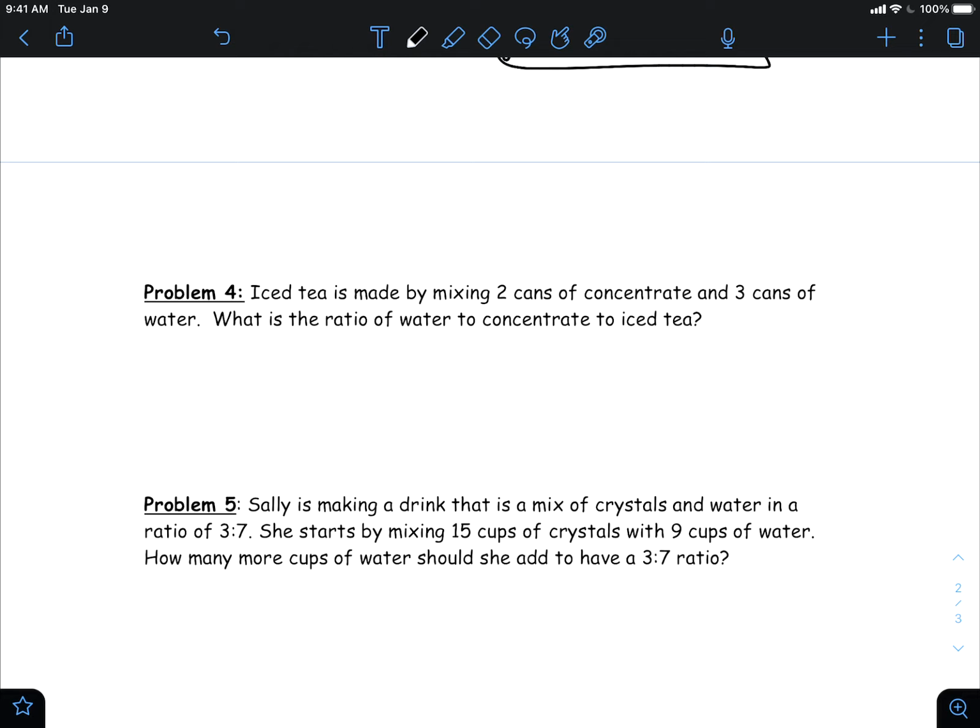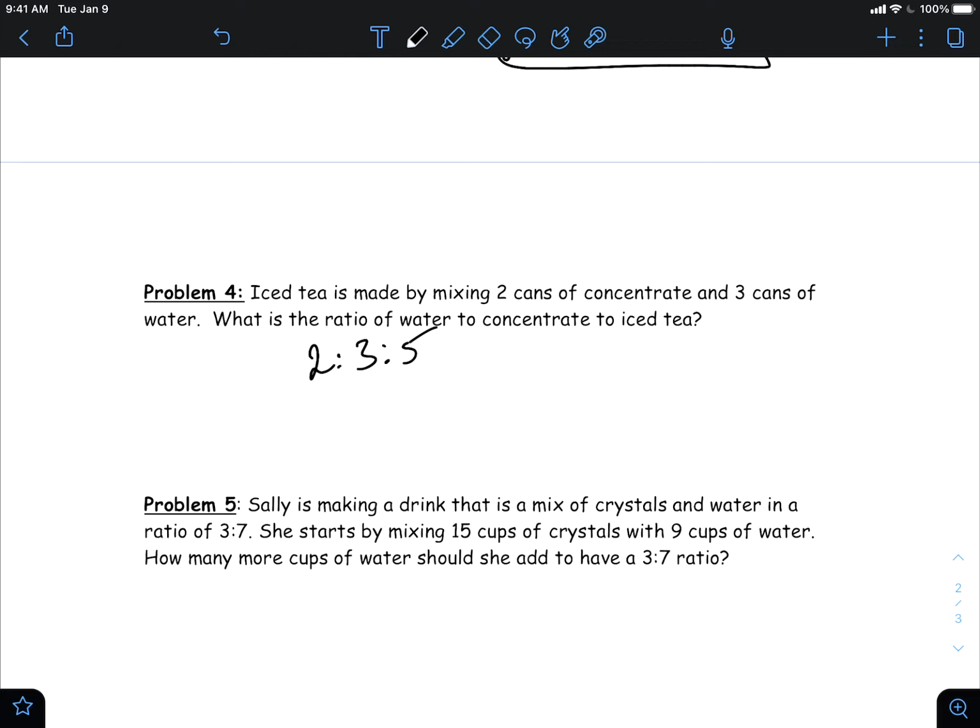This tripped me up today. It's kind of annoying, actually. Obviously, when we mix stuff together, we're going to have 2 to 3, right? But then how much is in total? For you to actually make the iced tea, how many parts are there in total? You had 2 parts concentrate and 3 parts water, so how many are there in total? 5, right? So you're going to have 2 to 3 to 5 in total.